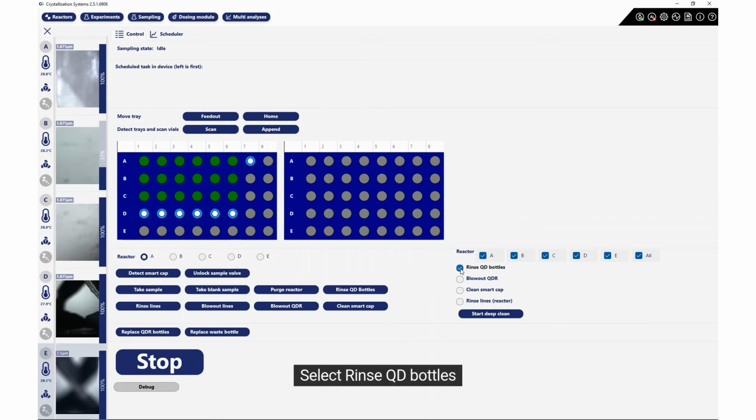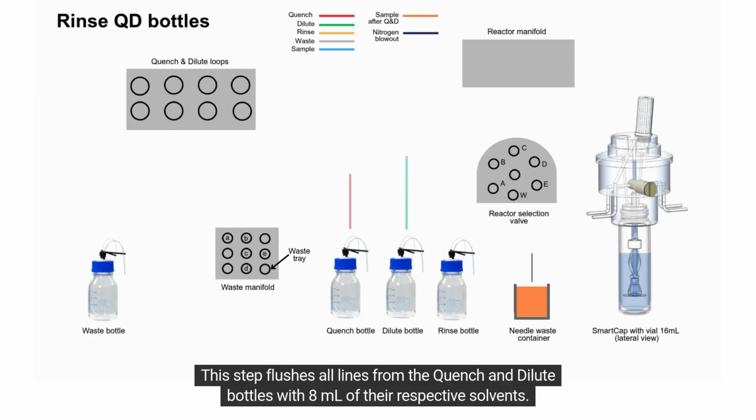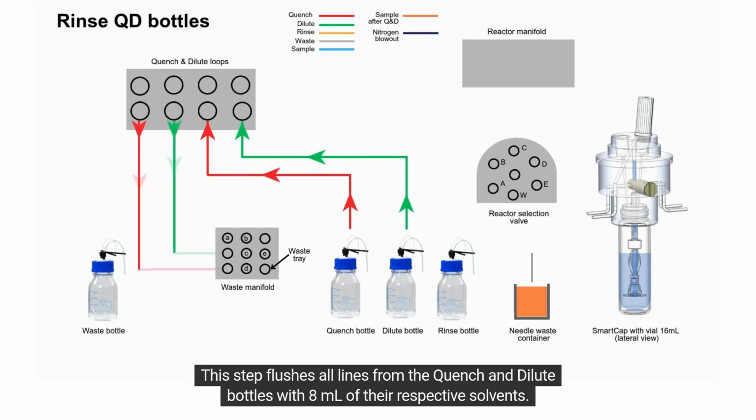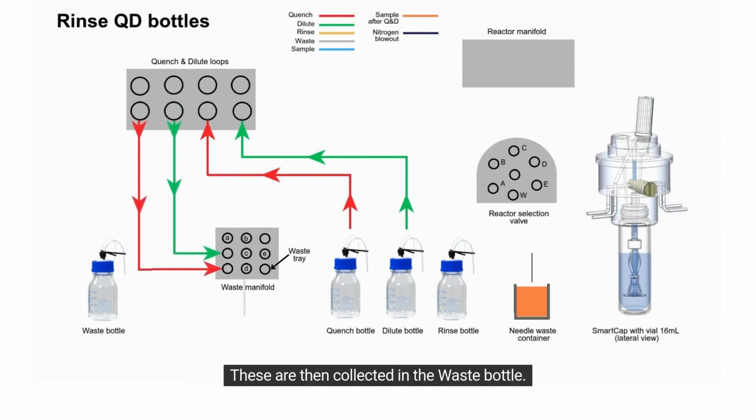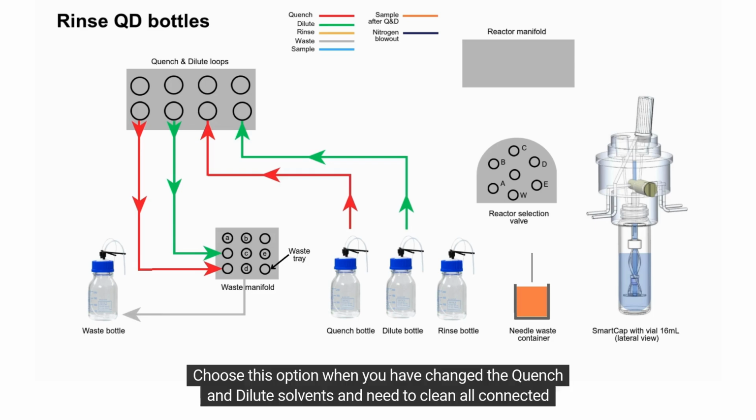Select Rinse QD bottles. This step flushes all lines from the quench and dilute bottles with 8 ml of their respective solvents. These are then collected in the waste bottle. Choose this option when you have changed the quench and dilute solvents and need to clean all connected lines.